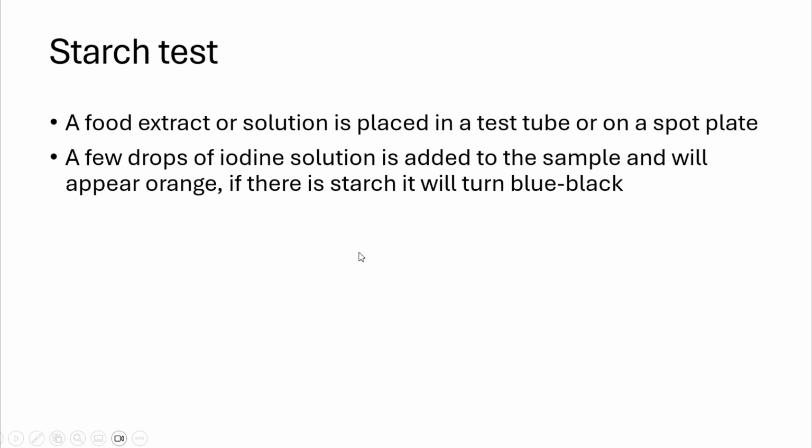Starch test. The food extract or solution is placed in a test tube or a spot plate, and a few drops of iodine solution is added, which is orange. And if there's starch, it will turn blue-black. That's easy. That's just starch.